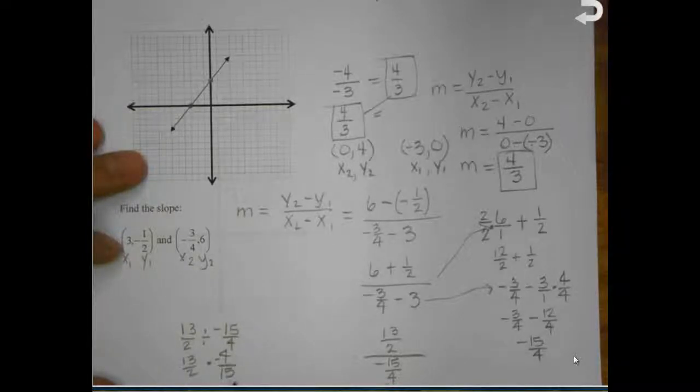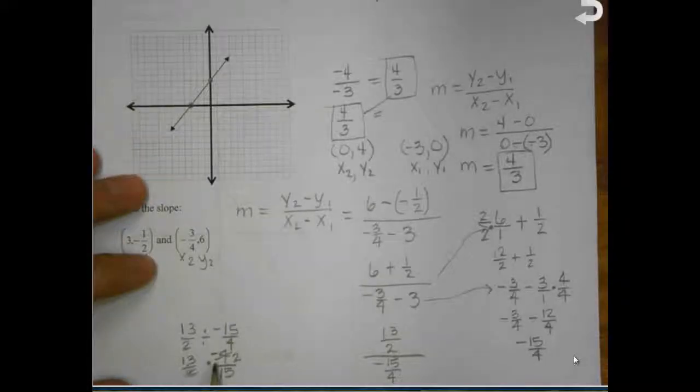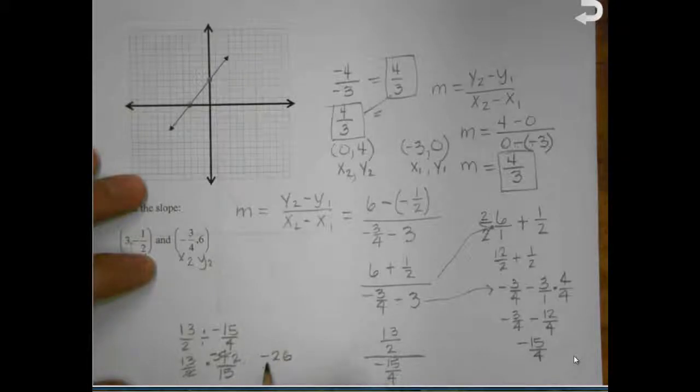And now I can see if I can reduce it all before I multiply. 2 goes into 4 2 times. 13 times -2 will be -26, and then just a 15 times 1 in the denominator. So my slope here is negative 26 over 15.